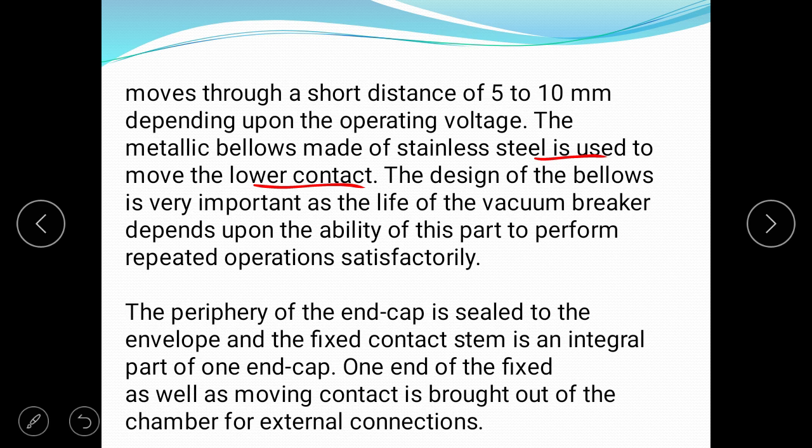So the periphery of the end cap is sealed to the envelope and the fixed contact stump is an integral part of one end cap. One end of the fixed as well as the moving contact is brought out of the chamber for external connections. Means external connections are provided to the contacts.